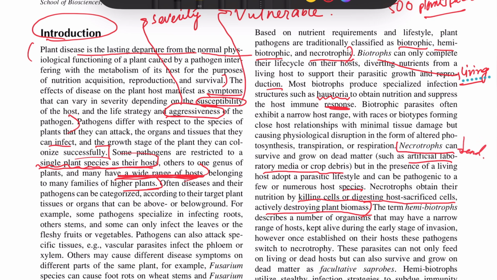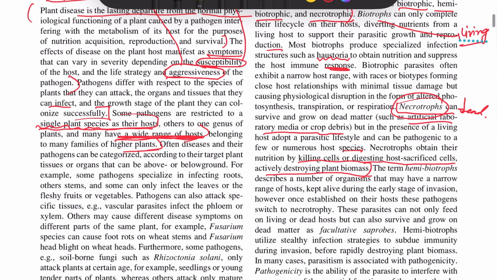Normally the pathogens that can be cultured in the laboratory are mostly necrotrophs, because in the lab we don't have a living thing. If we are trying to maintain a biotrophic or obligate parasite, we need to maintain it in a living plant.